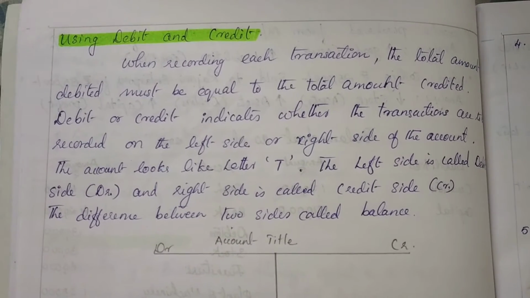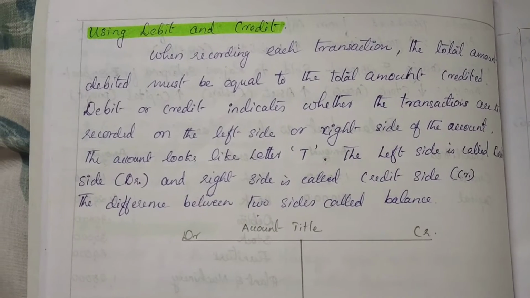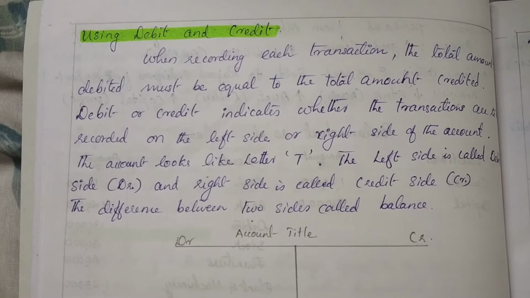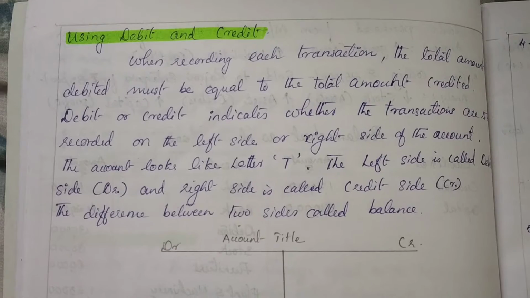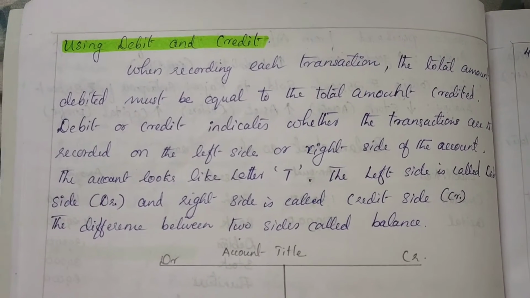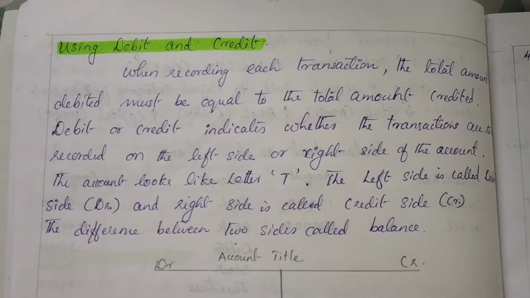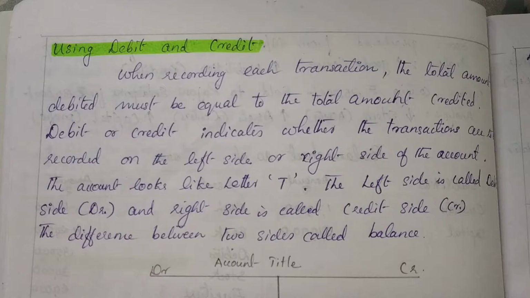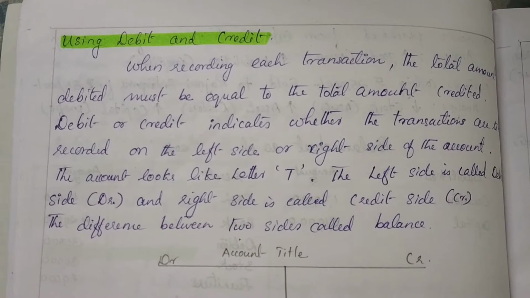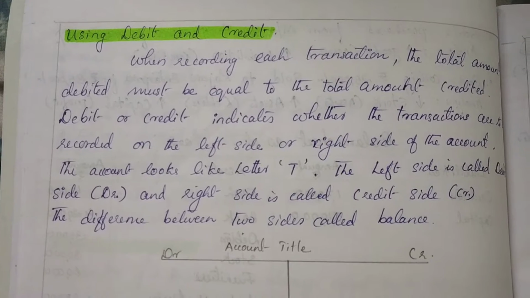Hi everyone. Last class we have seen the accounting equation, asset equals liabilities plus capital, and we have seen the balance sheet also. So today we are going to see how we are using debit and credit. When recording each transaction, the total amount debited must be equal to the total amount credited.